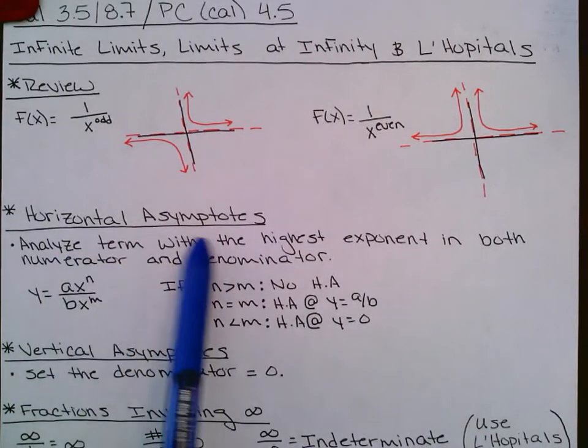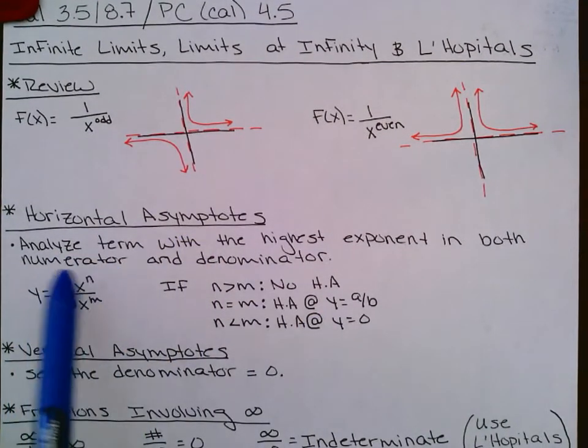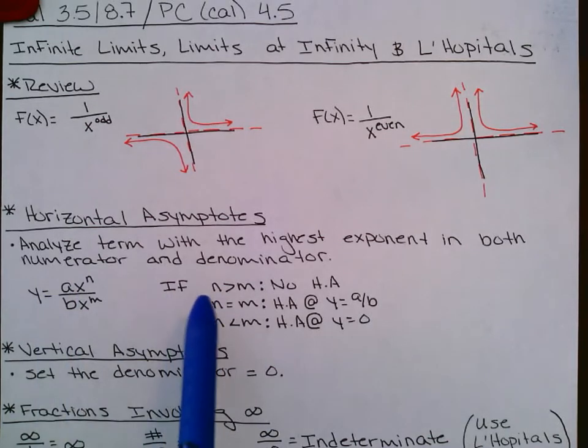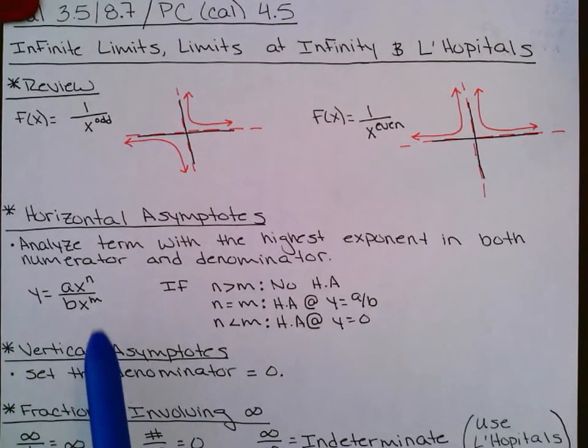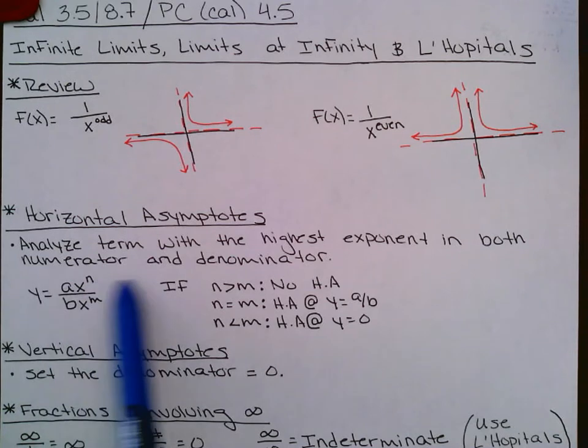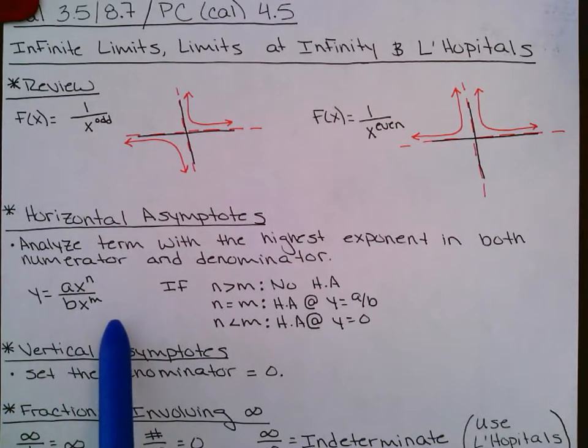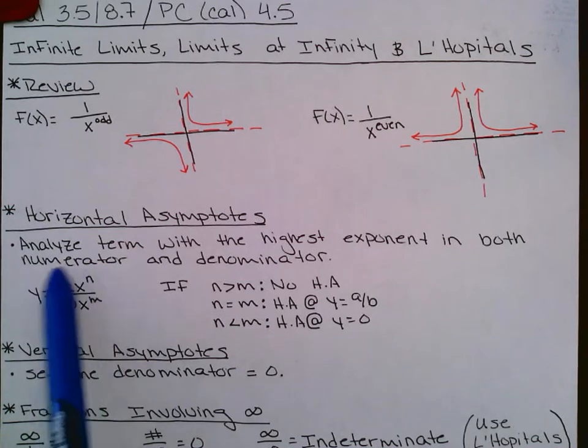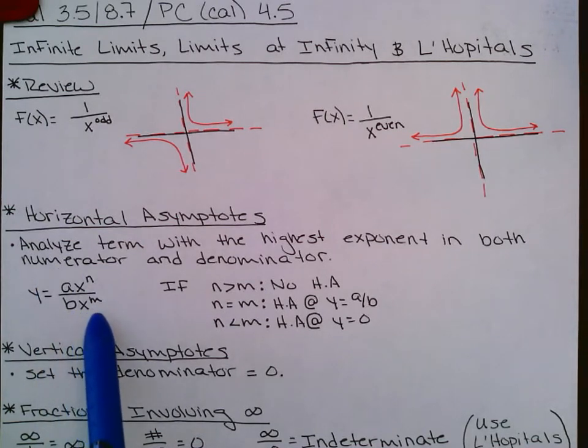Now, specifically finding those asymptotes. So horizontal asymptotes is probably the more complicated one. You're going to analyze the terms with the highest exponents in both numerator and denominator. So if you have like a long polynomial on the numerator and denominator, just look at the term with the highest exponent. And then you pick those two out, and you're going to compare the exponents.